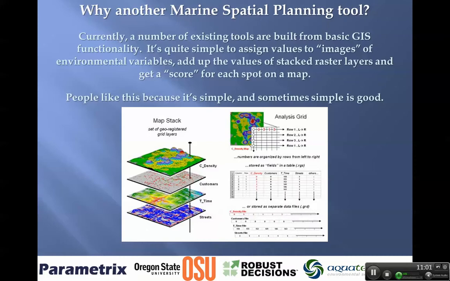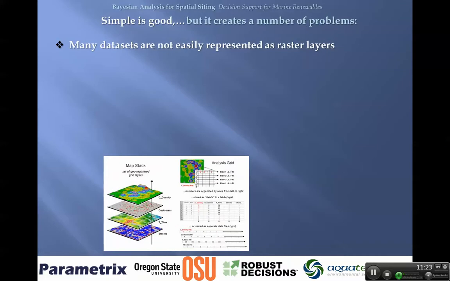So in a typical GIS operation, it's simple to assign values to a map, to stack up the raster layers and get a score for some variable you're looking for. The way it's shown there, and we're all familiar with this. And people love this because it's simple, the software is maintained by other people, and a lot of times for many things simple is good. But not always. It creates some problems.